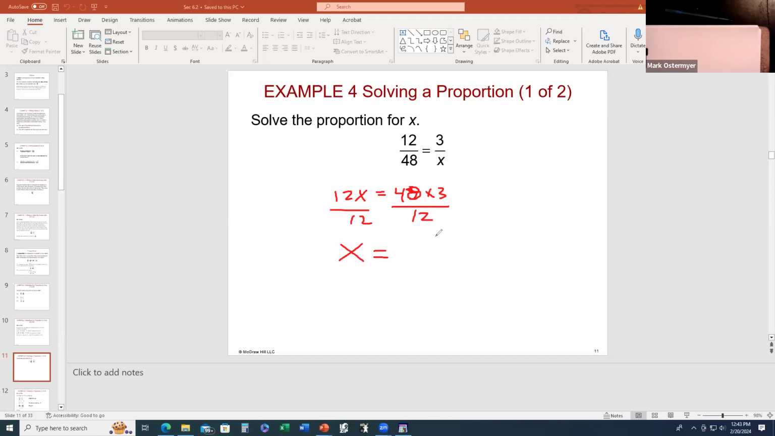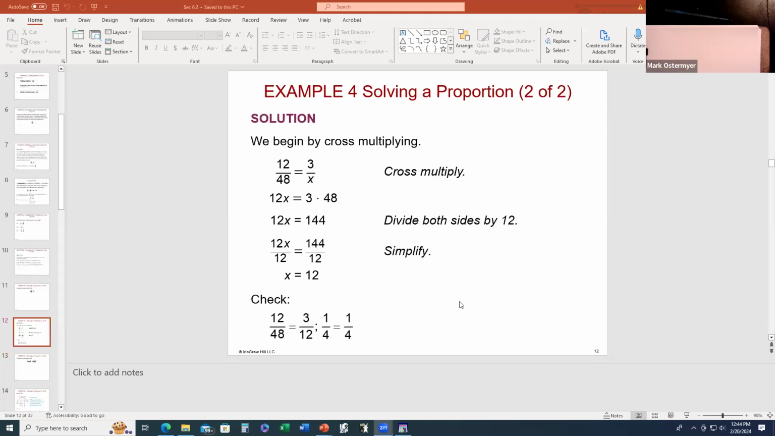x, therefore, is equal to, now 12 divides into itself once, divides into 48 4 times. 4 times 3 is 12. So x is equal to 12, and that proportion has been solved. This is just illustrating the solution process here.